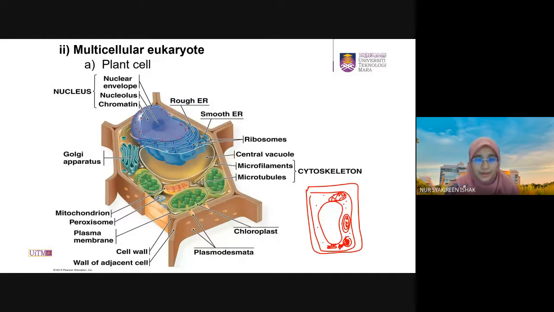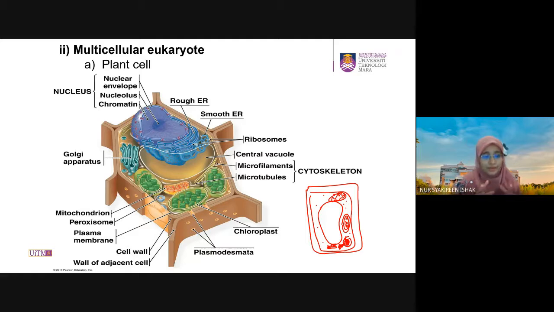Okay, as for smooth ER, one of its functions is to be involved in the metabolism of lipids and also the metabolism of carbohydrates. Okay, the free ribosome here, as you can see, is a ribosome that is not bound to any structure. They are scattered in the cytoplasm. The function of the ribosome is to produce protein to be used within the cell. Itu beza dia, a free and bound ribosome.